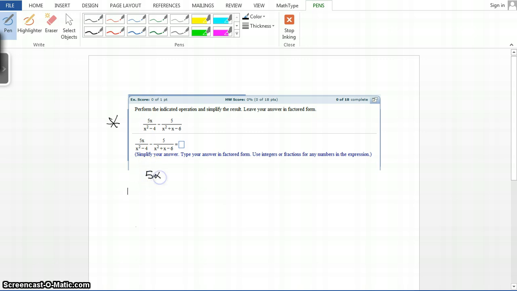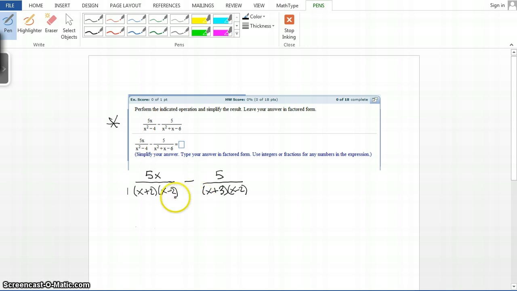To get a common denominator, we need to factor the denominators that are there. x squared minus 4, we'll factor as x plus 2, x minus 2. The other denominator, keeping the numerators the same for now, we'll factor as x plus 3, x minus 2. Alright, so we need a common denominator. If you can see, here's an x plus 2 and x minus 2. Here's an x plus 3 and an x minus 2.